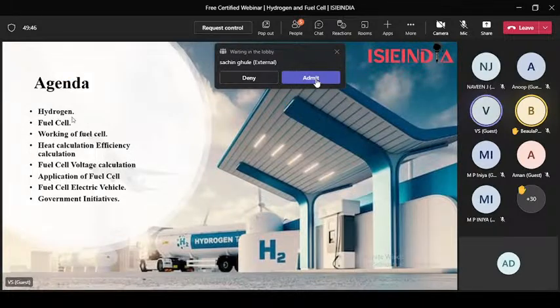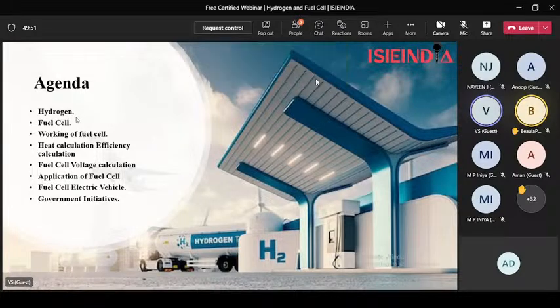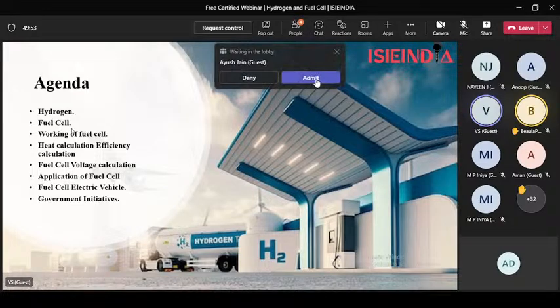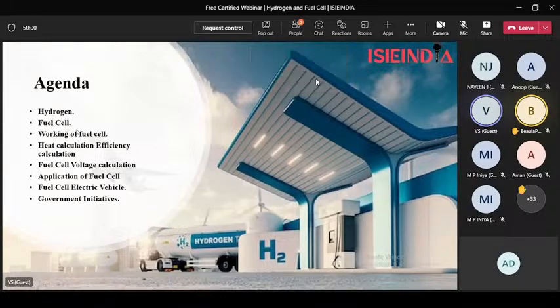I will be talking about the development history of hydrogen, like when hydrogen was first identified. Then I will be talking about the fuel cell, its working, principle, construction, different types of fuel cell, and its application. Then I will do some hands-on calculation, like how much heat is generated inside the fuel cell and what the efficiency is. After that I will calculate the fuel cell voltage, and then talk about the fuel cell electric vehicle and some government initiatives.